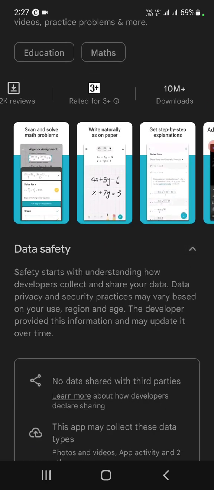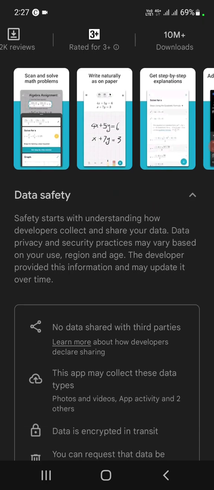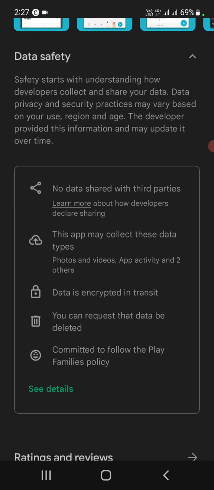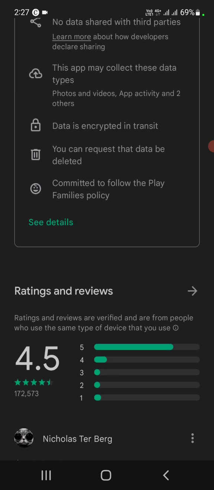Data safety. Safety starts with understanding how developers collect and share your data. Data privacy and security practices may vary based on your use, region, and age. The developer provides this information and may update it over time. No data shared with third parties. This app may collect these data types: photos and videos, activity, and two others. Data is encrypted in transit. You can request that data be deleted. Committed to follow the Play Families policies.